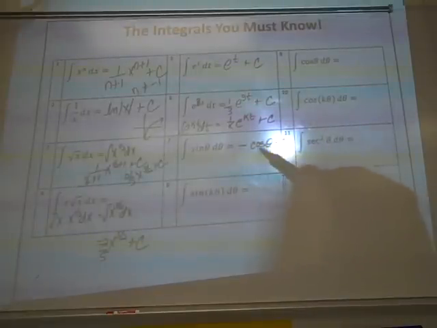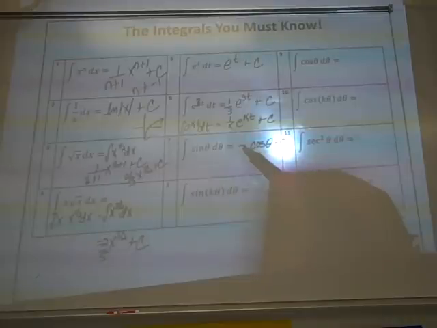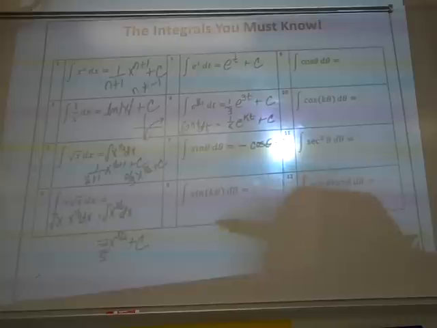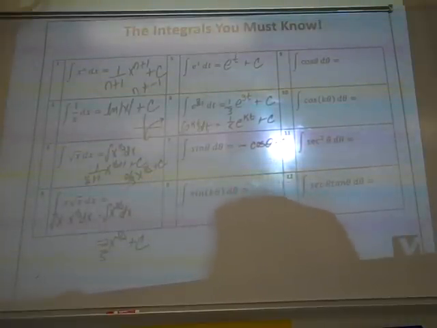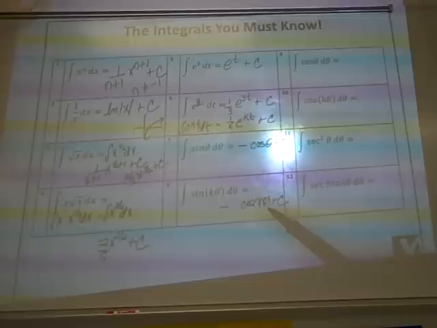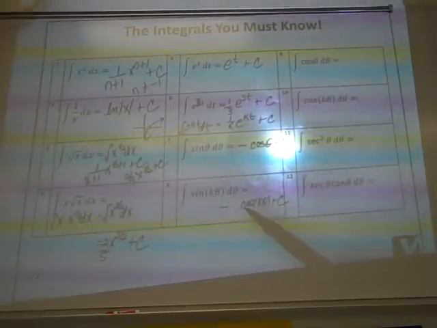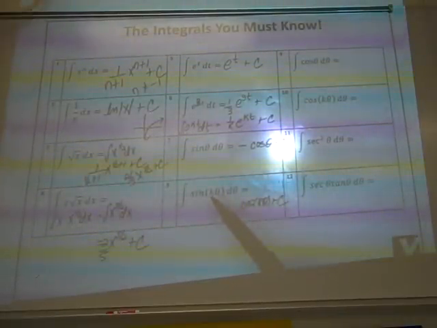Let's check it. Is it true that the derivative of negative cosine of theta is sine theta? Well, the derivative of cosine is negative sine. Then multiply by that negative, I get positive sine theta. There we go. The indefinite integral of sine k theta d theta is going to be, let's do it again, negative cosine theta plus C. And then do your check. Would taking the derivative of negative cosine k theta plus C get you back to sine k theta?